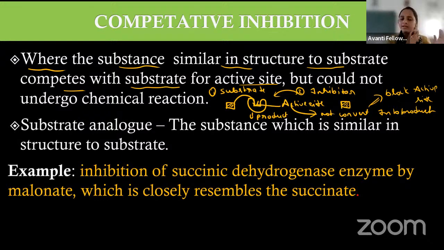So when the chemical reaction is undergoing, it should be converted into the product, right? But the inhibitor is just blocking the active site of the enzyme. Okay. So once it is blocked, the other substrate will not come and bind to that. So that is what it is doing.